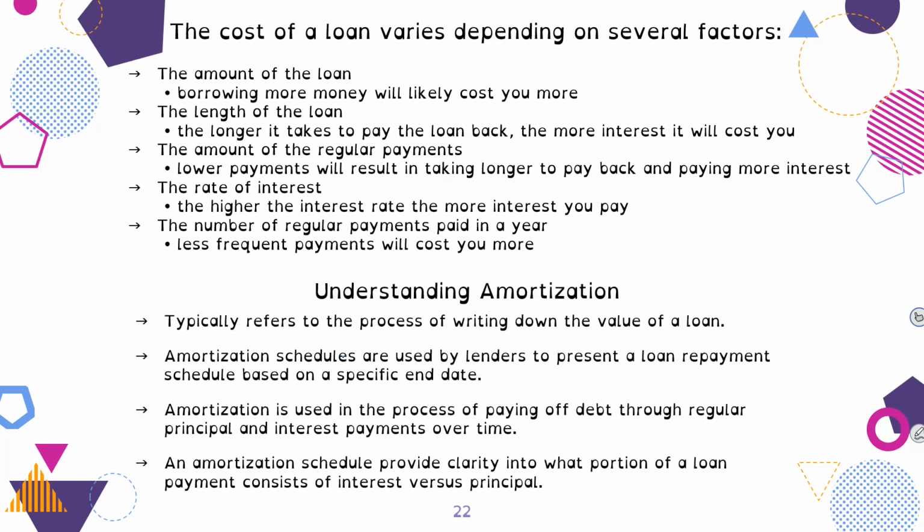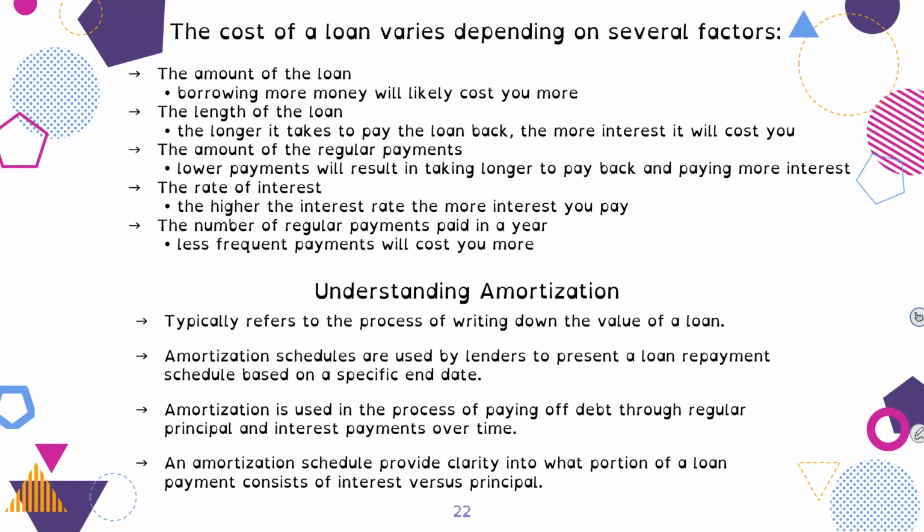Next, we wanted to understand amortization. This typically refers to the process of writing down the value of the loan, keeping track of what has been paid on the principal and what is being paid in interest. Amortization schedules are used by lenders to present a loan repayment schedule based on a specific end date. Amortization is used in the process of paying off debt through regular principal and interest payments over time. An amortization schedule provides clarity into what portion of a loan payment consists of interest versus principal.